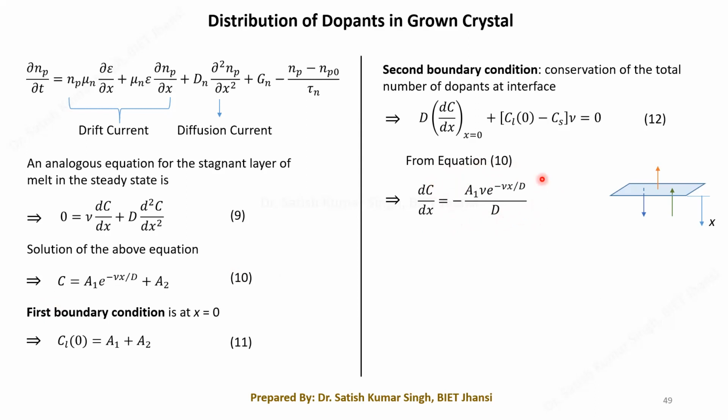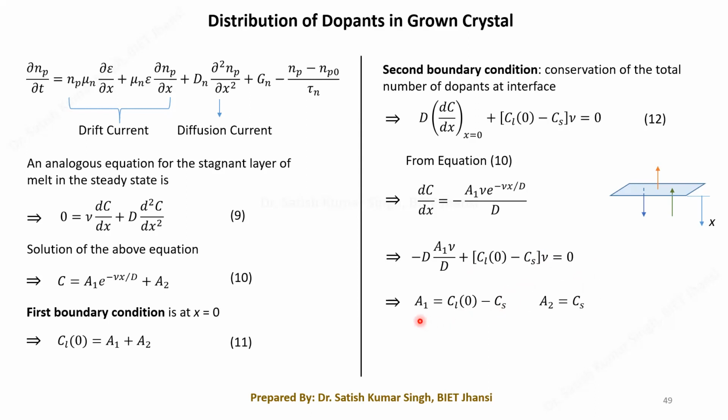So you will get this particular equation, then you can substitute x equals 0 and put it into this equation. If you do this analysis, here is the D, with the negative sign. Then you can replace dC/dx with this entire term. If you substitute x equals 0, this will become unity, and you will get A1 nu upon D, and the rest of the term will be as it is. So now you can solve this equation.